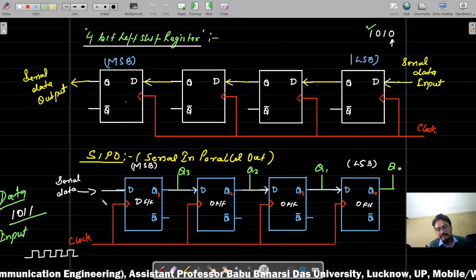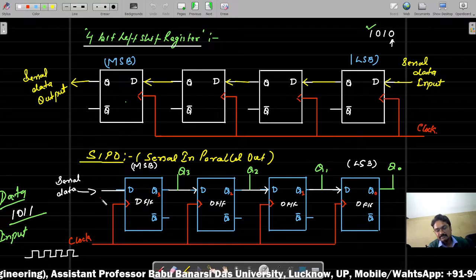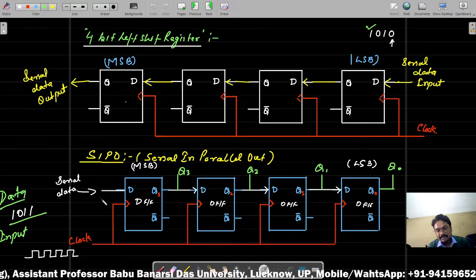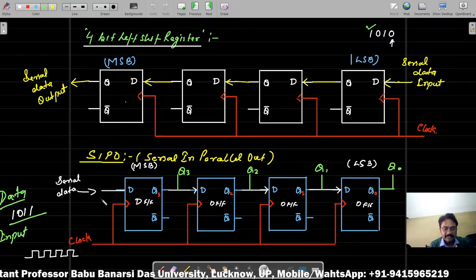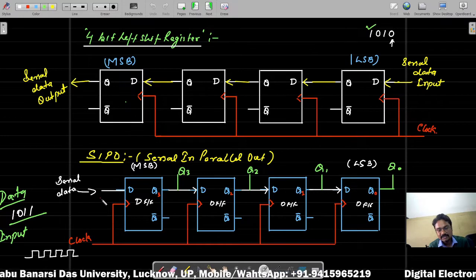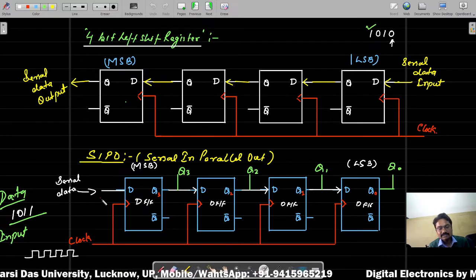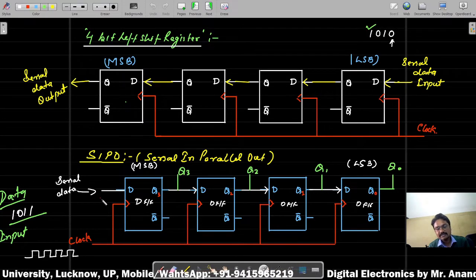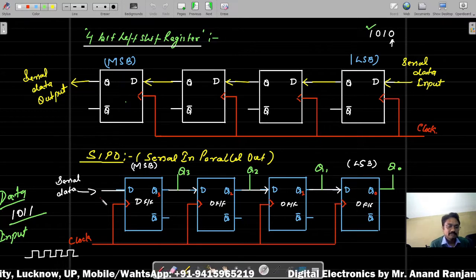So you have to remember one important tagline about this register: data will be input serially, and once the data gets fed into the system, after that you can read your data.